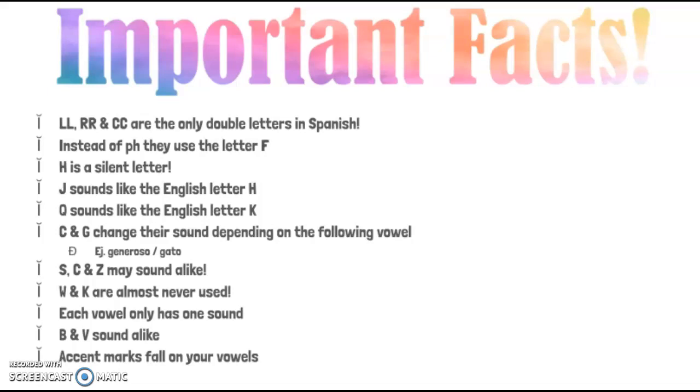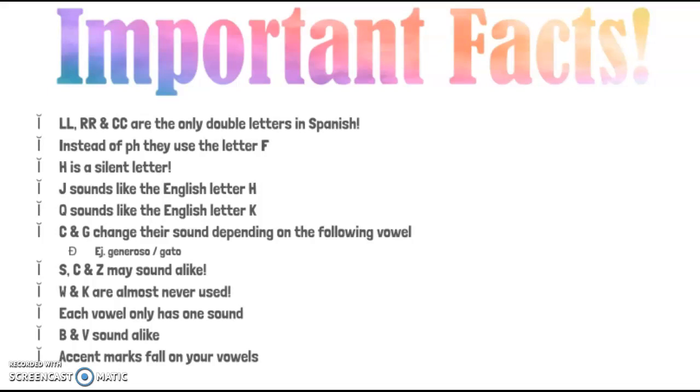An important one is that the H is a silent letter. So notice when we say the word hola, we don't pronounce the H. This is because H is always silent. Our next one is that J sounds like the English letter H. So if we pronounce J in Spanish, it is jota. So you can see it sounds like the letter H. Same thing goes with Q sounding like the letter K. So remember, Q is Q.